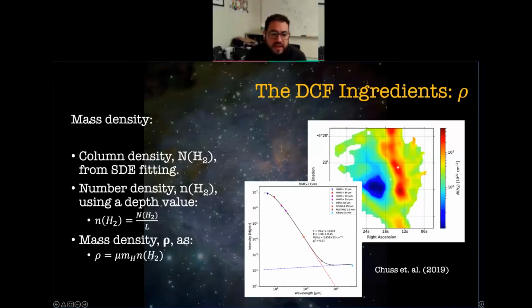Now, going from column density to number density, you have to have a notion of how deep the cloud is. You need some idea of the third dimension in that case, which can prove to be difficult in many cases, and we'll see that. And finally, the mass density is just obtained by multiplying that number density by the mass of hydrogen and the mean molecular weight.